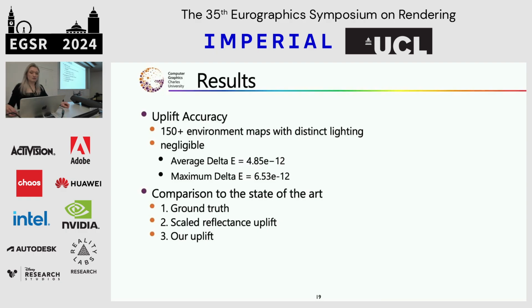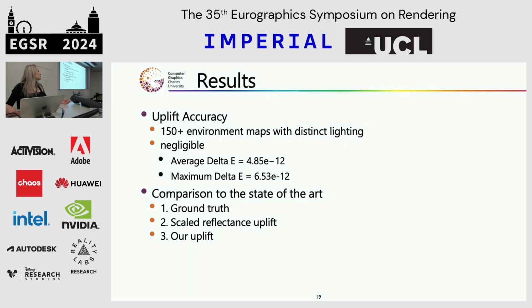Now, moving on to the results. When testing the correctness of an uplifting technique, the most important benchmark is the uplift accuracy or the round trip accuracy. That is basically the difference between the RGB value we are uplifting and the RGB value the uplifted spectrum evaluates to. We tested this by uplifting over 150 environment maps on distinct settings with distinct light sources and so on. And we used the delta E 2000 error as an error measure. Delta E under 1 is generally considered negligible, and you can see that therefore our results are extremely negligible.